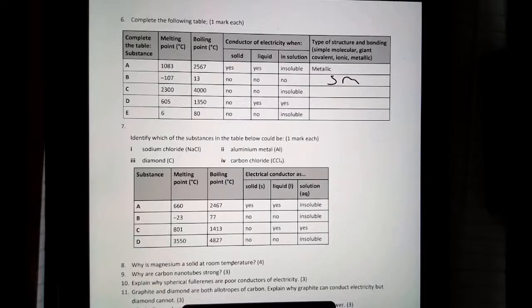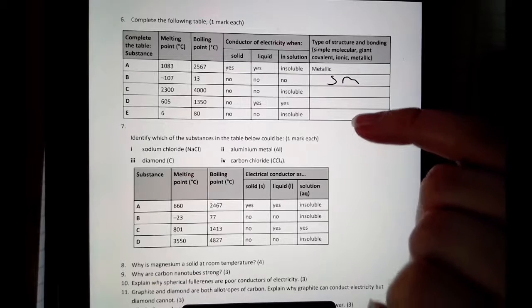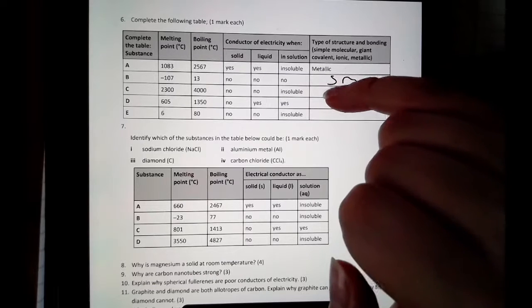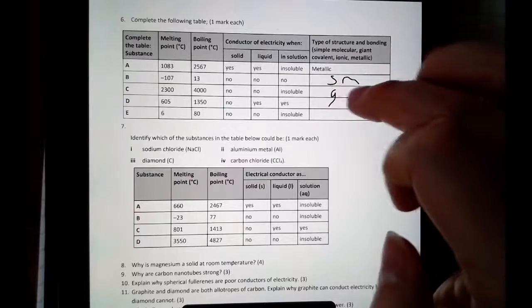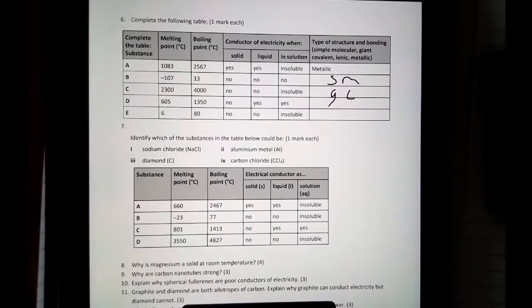In ionic bonding, I have charged particles. I've got ions. In metallic bonding, I've got charged particles. I've got delocalized electrons. But in giant covalent structures, I don't have any charged particles. Giant covalent structures don't conduct electricity. So I'm going to write down GC. Now, with giant covalent, you may be thinking, but oh, graphite is giant covalent, and it does conduct electricity.